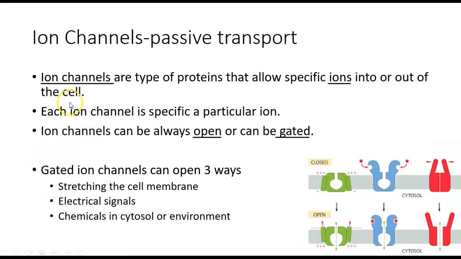Ion channels are another example of passive transport. The ion channels are types of proteins that basically allow specific ions into and out of the cell. So each ion channel is specific to a particular ion. Ion channels can be, as you can see over here, open or they can be gated.